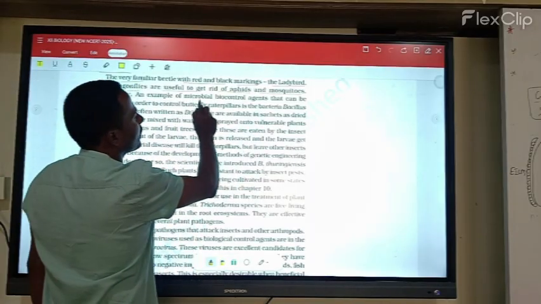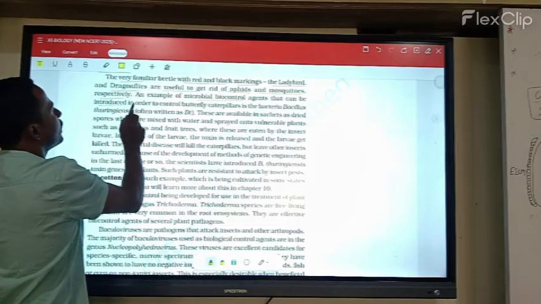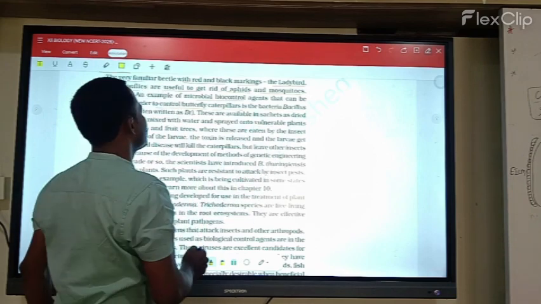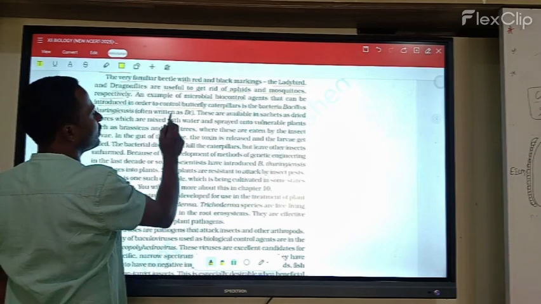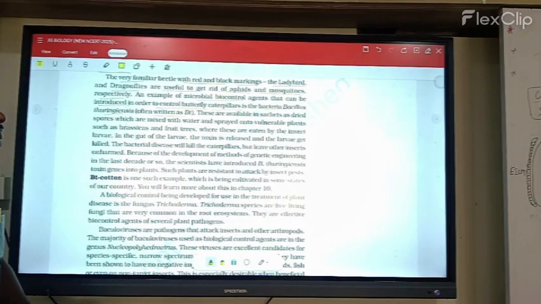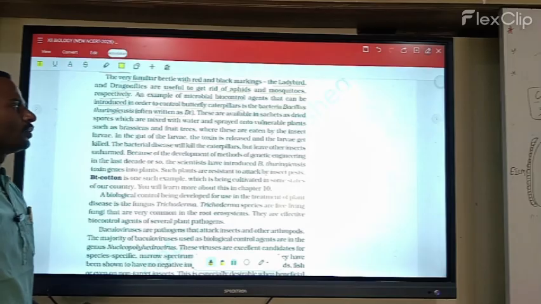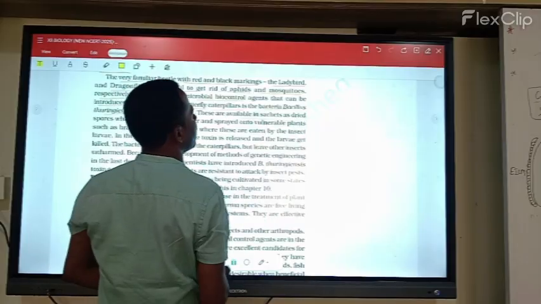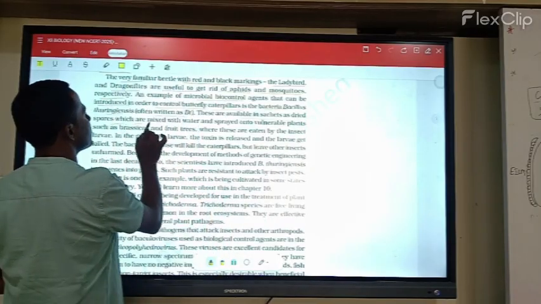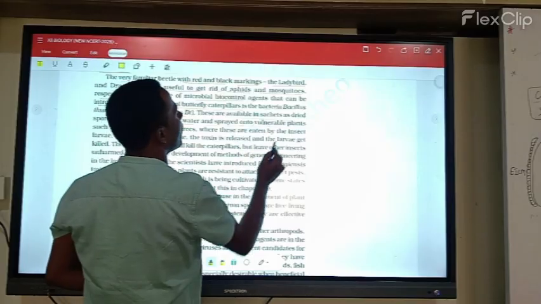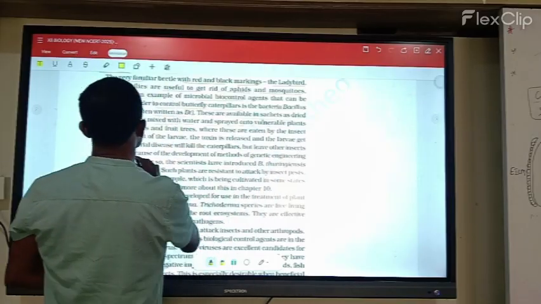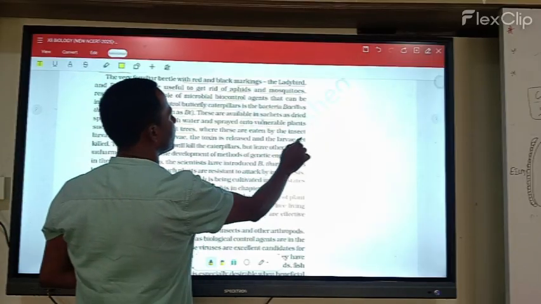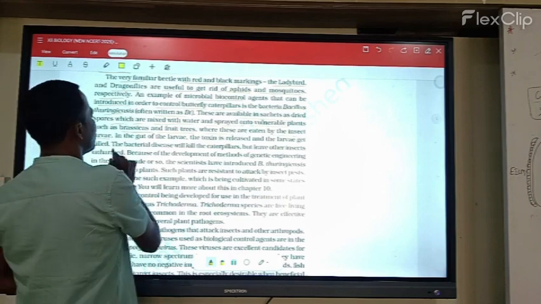An example of a microbial control agent that is introduced to control butterfly caterpillars is the bacterium Bacillus thuringiensis, often called BT. Bacillus thuringiensis is useful to control some pests, and it is available as dried spores which are mixed into water and sprayed onto vulnerable plants such as brassicas and fruit trees, where the insect larvae eat them. Then what happened?